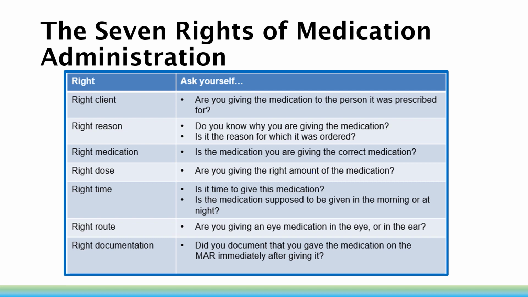The right reason, especially for PRN as needed medicines. If a medicine is ordered for sleep, you may not give it for agitation in the middle of the day. If it is ordered for a fever over 101 degrees, you may not give it for a headache. However, if the medicine is ordered for a fever over 101 or pain, it could be given for fever, headache, or any other pain.